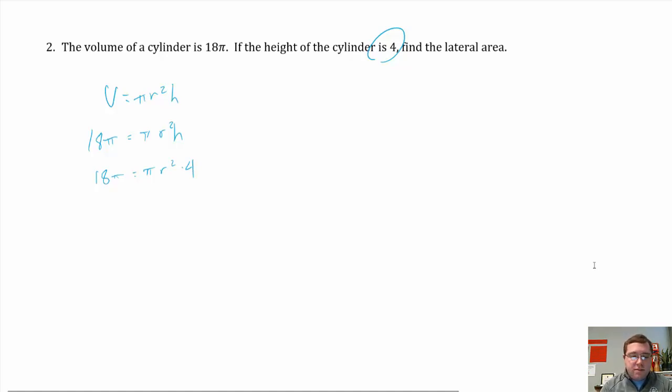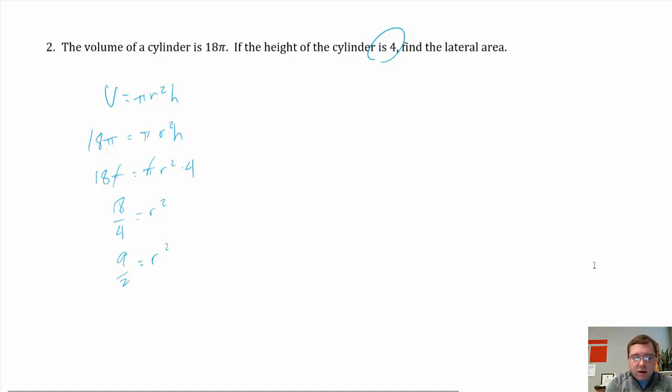So let's solve for r. We can cancel the pi from both sides by dividing both sides by pi. We can divide both sides by 4, get 18 over 4 equals r squared. 18 over 4 can be simplified down to 9 over 2. 9 over 2 equals r squared.